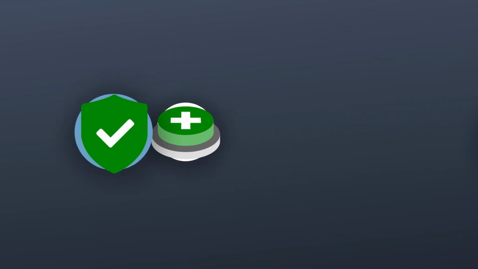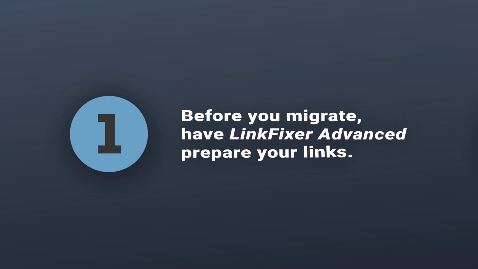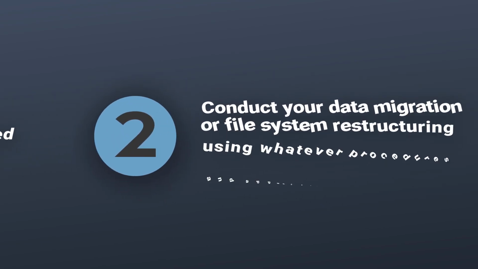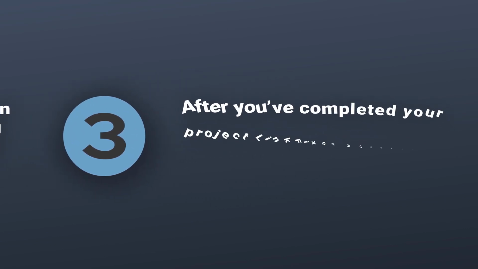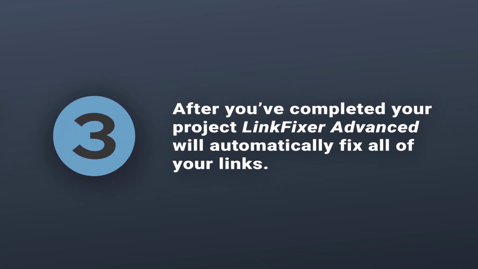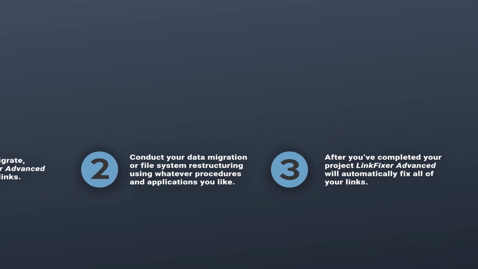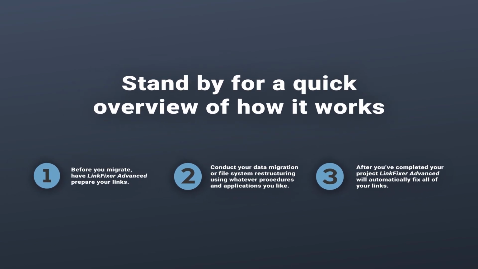It has 3 phases. First, before you migrate, have Link Fixer Advanced prepare your links. Second, conduct your data migration or file system restructuring using whatever procedures and applications you like. Finally, after you've completed your project, Link Fixer Advanced will automatically fix all of your links. Stand by for a quick overview of how it works.